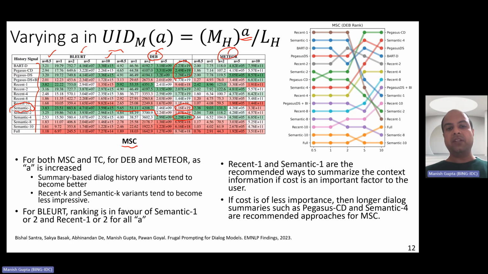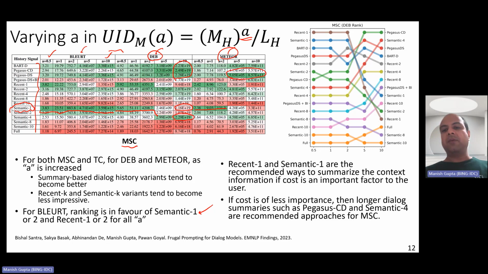Even in Meteor, semantic one is good, but for larger values of A, these summaries are actually better, right? It doesn't happen for BLERT though. For BLERT, semantic one really remains the best across different values of A. Okay. So for BLERT, the ranking favors semantic one, semantic two, recent one or recent two. But for DB and Meteor, you see this drop in the rank for semantic one as you increase the value of A.